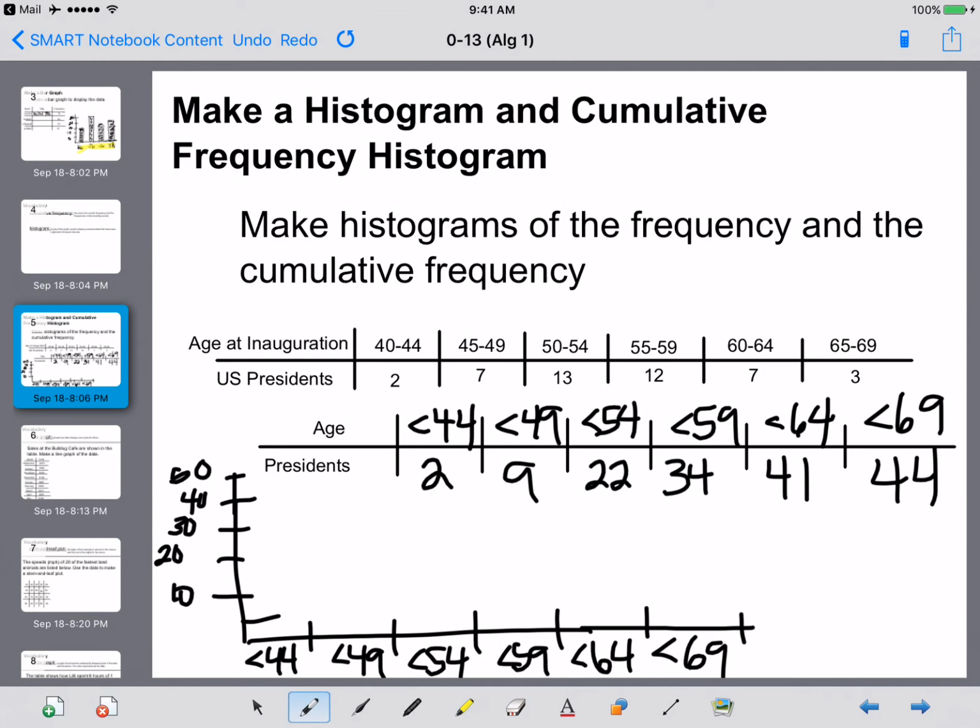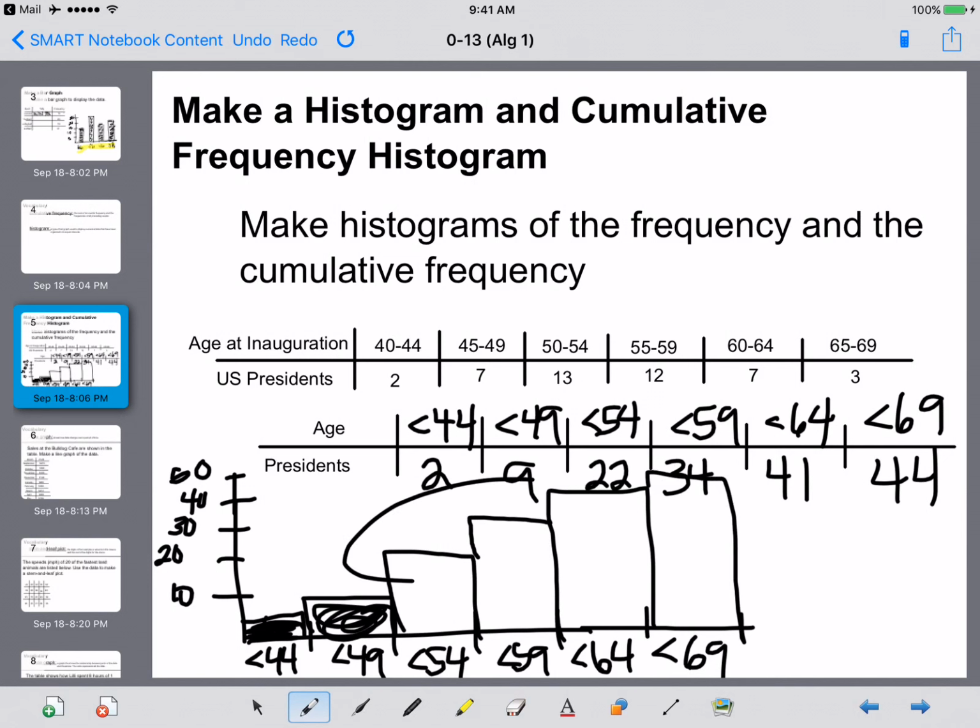And so 44, it was at 2. Less than 44 is at 2. Less than 49 is at 9. Less than 54 is at 22 now. Less than 59 is at 34. And mine are just estimates. Yours should be perfect. Less than 64 is at 41. And less than 69 is at 44. So you can see the biggest changes were in this time period of 54 to 64. Just like before, when that was where the most was, that was where the greatest change would be.